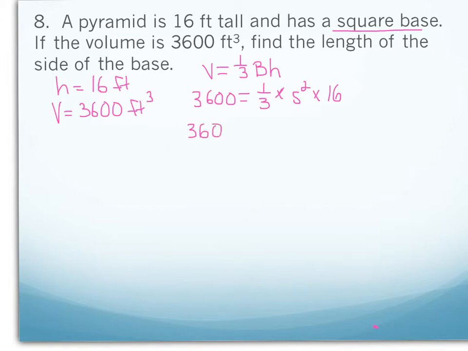So I'm just going to simplify on the right. One third times 16 is 16 thirds, s squared. So we'll multiply both sides by 3/16. So we have 675 equals our side squared. Then take the square root, and we get that our side is about 26 feet. So each of the sides is about 26 feet.